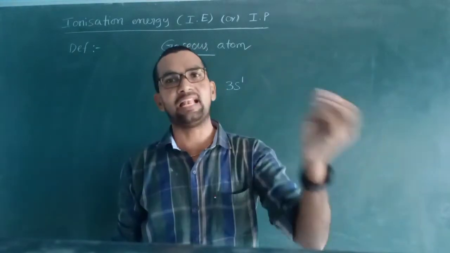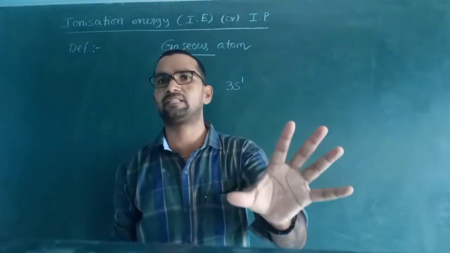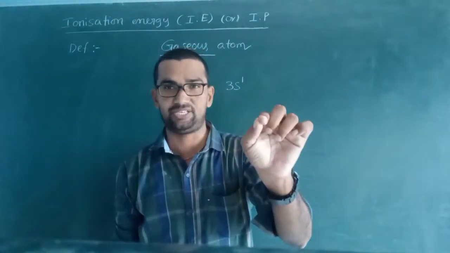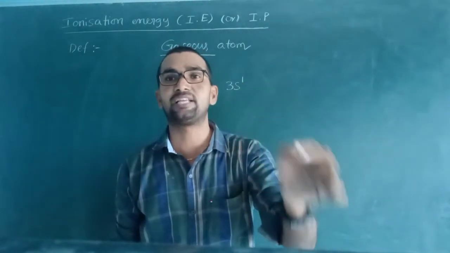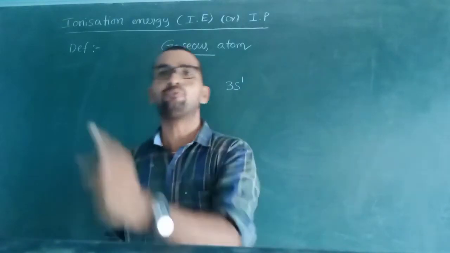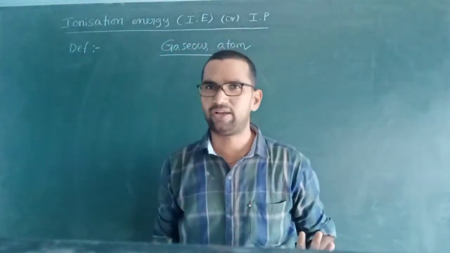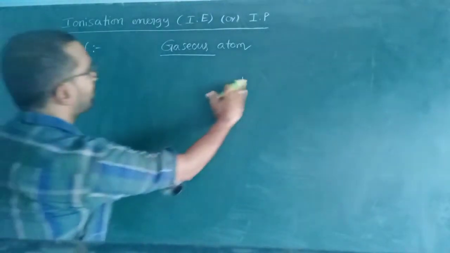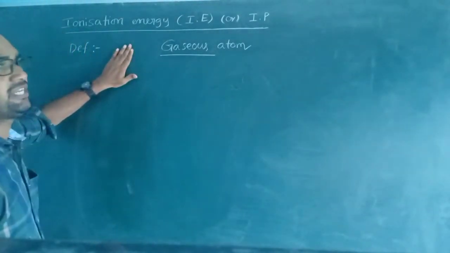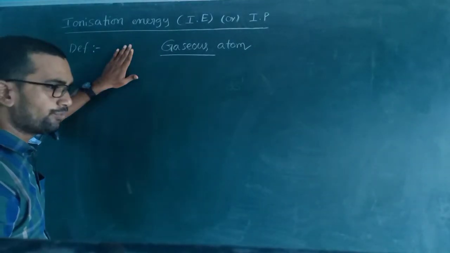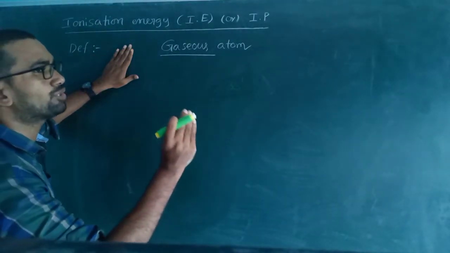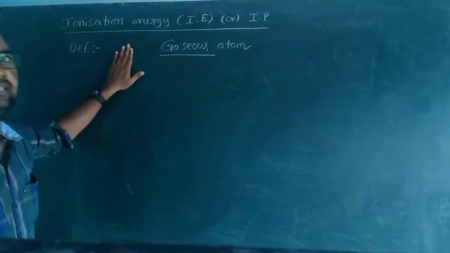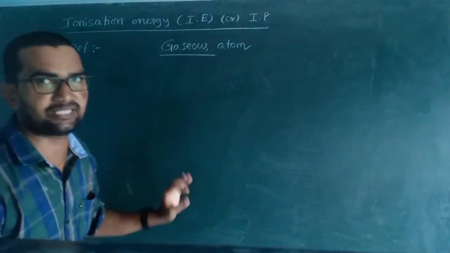That's why, if any element, actually metals, are present in solid state, we can convert that solid state into gaseous state. Then we can remove the electrons. Okay, sir. This is the condition. What is the definition, sir? The amount of energy required to remove an electron from the outermost orbit of a gaseous atom. Okay, that is the ionization energy.